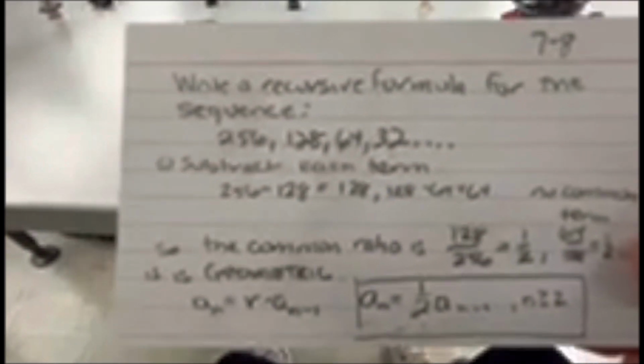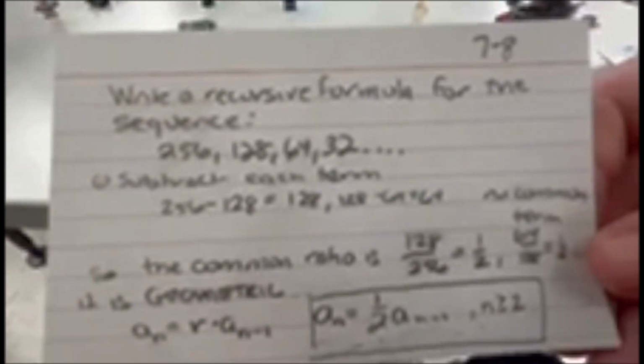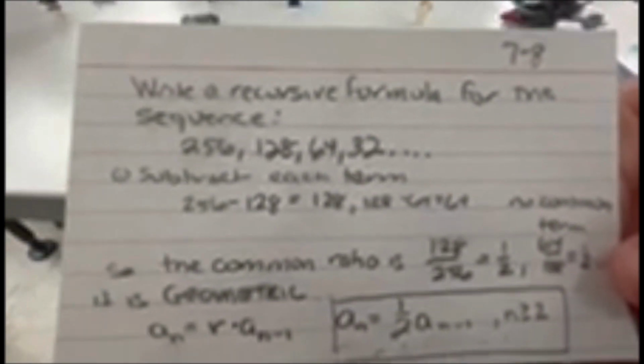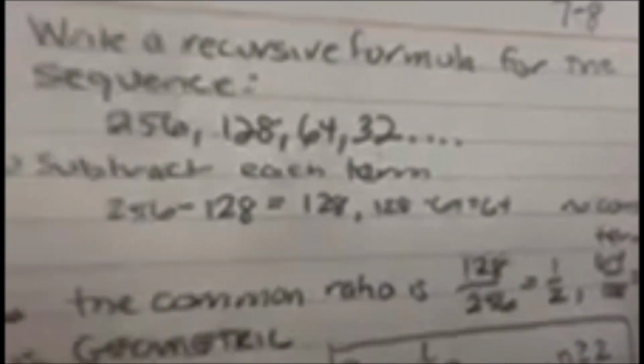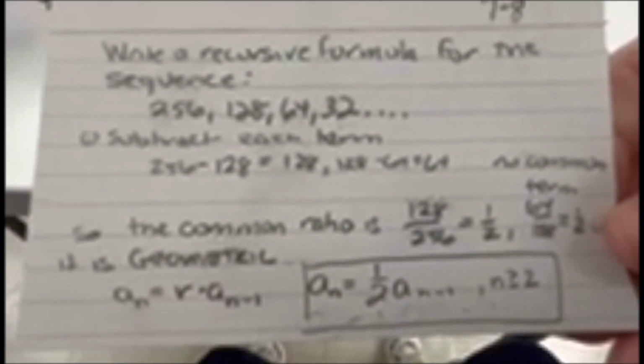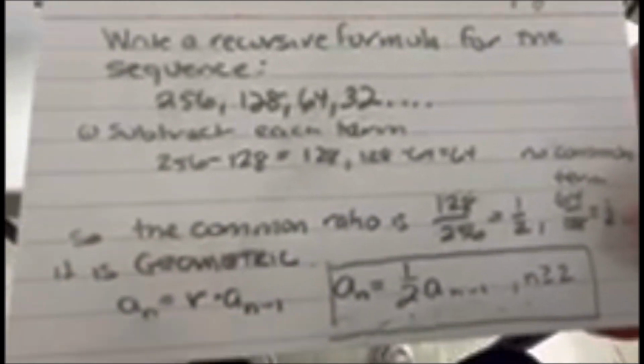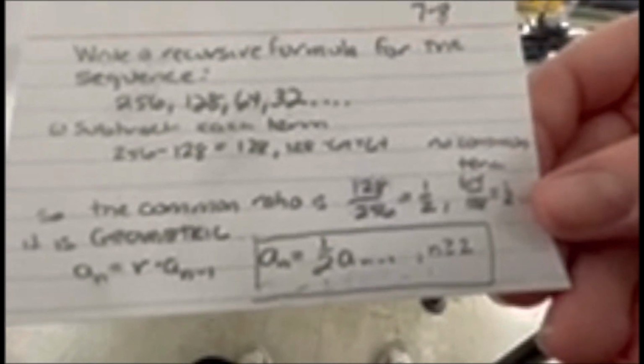The problem is, you have to write the sequence in recursive formula. The sequence is 256, 128, 64, and 32. Subtract each term. 256 minus 128 is 128. 128 minus 64 is 64. So the common ratio is 128 over 256, which is equal to 1/2. And 128 over 64 is equal to 1/2. The common ratio is 64 over 128, which is equal to 1/2.